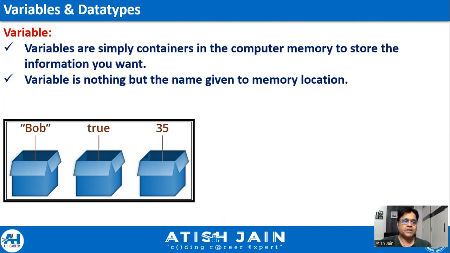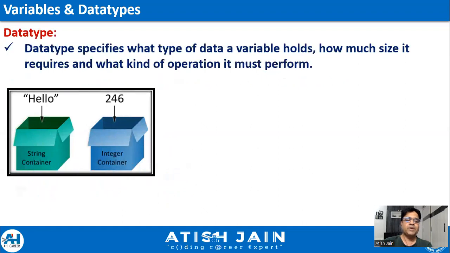Here you can see a picture I have given. From this, you can understand very clearly that there are three different containers, and in those three containers, you are storing some information. And technically, if you want to know, a variable is nothing but the name given to the memory location.